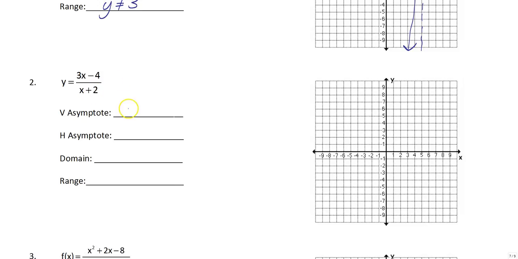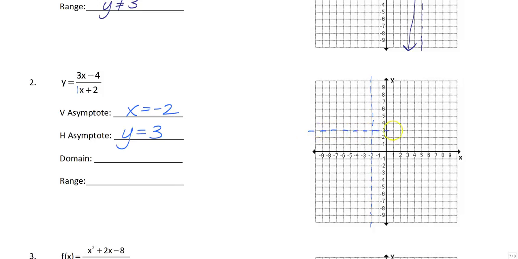Again, vertical asymptotes is always what makes the denominator equal to 0. Horizontal asymptotes. This is an example where we have y equals 3. Now remember, we get the horizontal asymptote if there's x's of the same exponent on top and bottom. So we have x to the first, x to the first. If you have the same number of x's on top and bottom, it is the ratio of the leading coefficients. So 3 over 1 is going to give us 3. Okay, so that's how we get those.